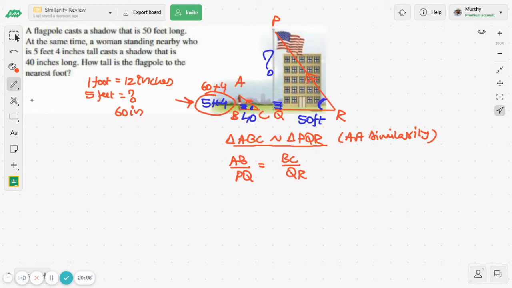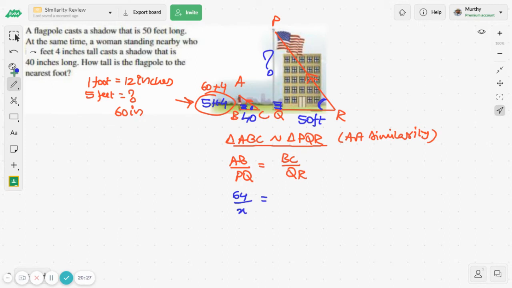That gives me 64 inches. So the height of the woman is 64 inches over PQ. I don't know what the value is. Please notice that I'm taking the vertical line over vertical line, so I'm taking the corresponding sides.